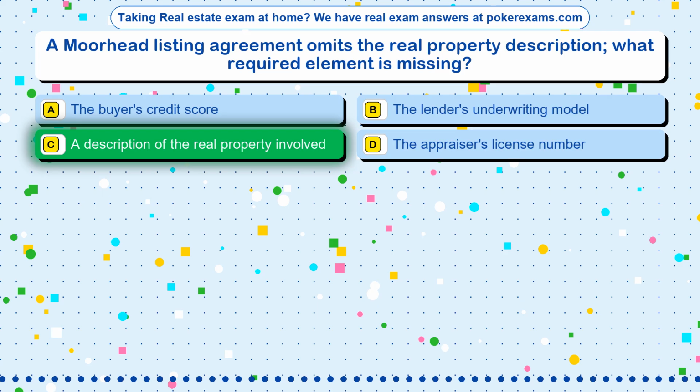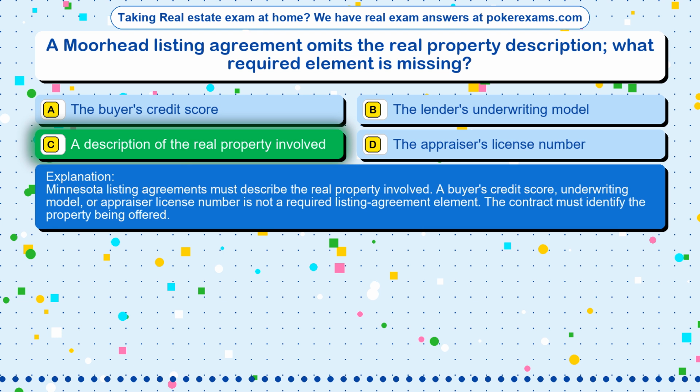The correct answer is option C. A description of the real property involved. Minnesota listing agreements must describe the real property involved. A buyer's credit score, underwriting model, or appraiser license number is not a required listing agreement element. The contract must identify the property being offered.